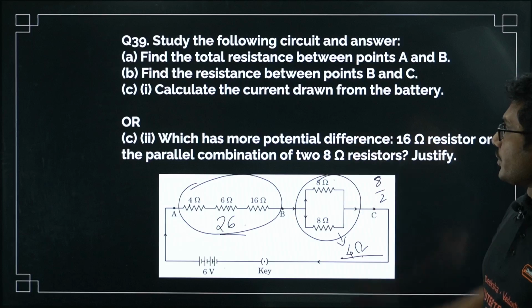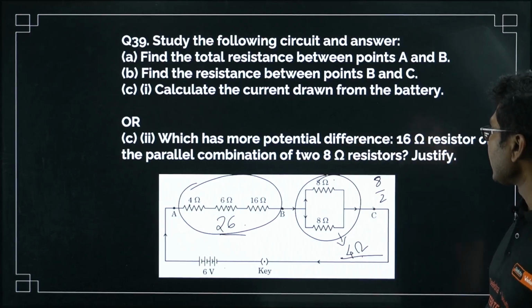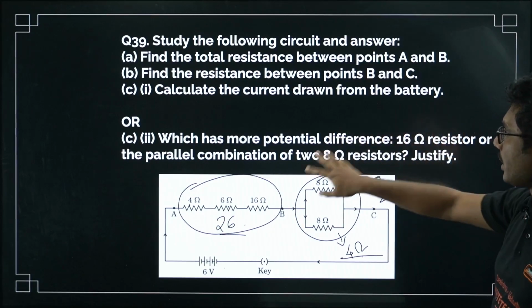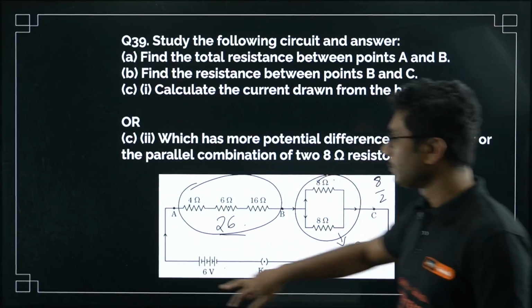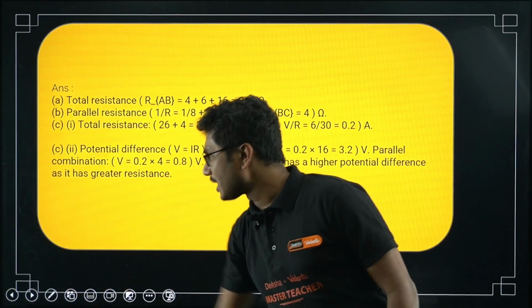Or there is an OR question, which has more potential difference, the 16 ohm resistor or the parallel combination of 2 8 ohm resistors? Justify. We will see that. The last part we will see that.